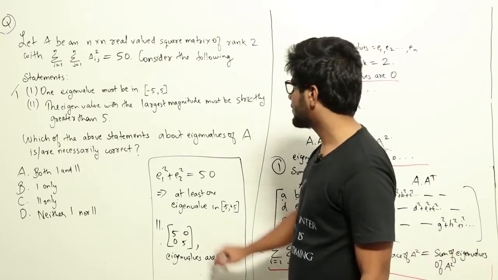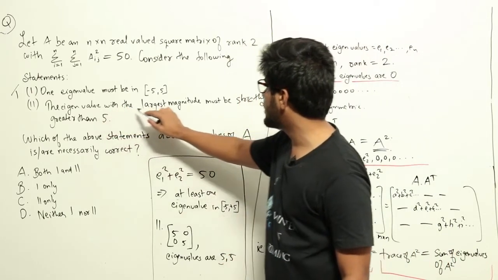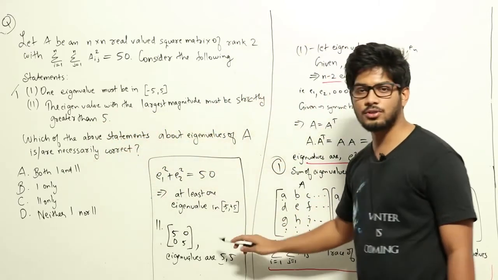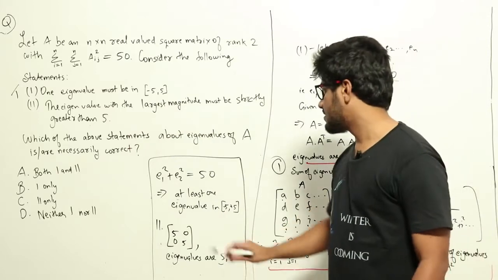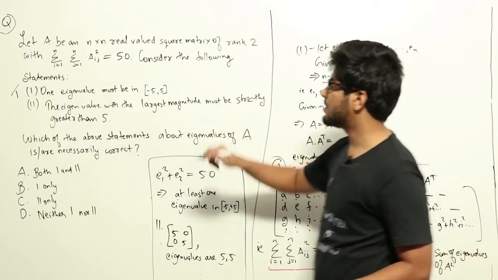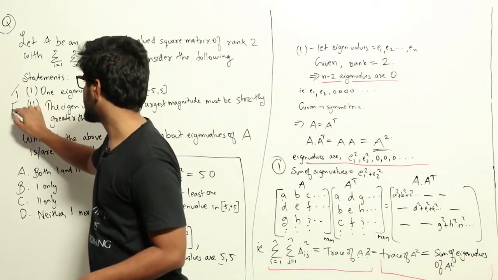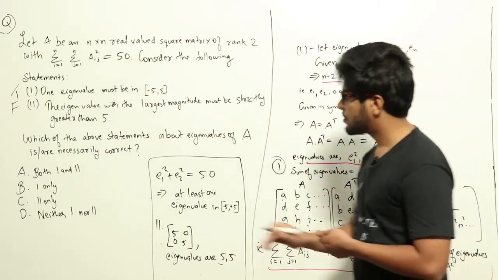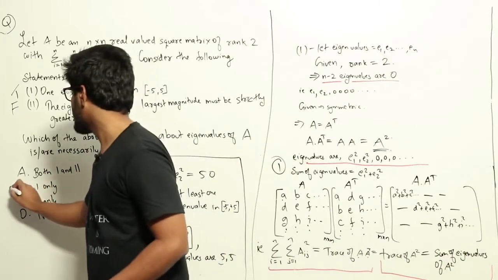Now in the statement it's saying that the eigenvalue with the largest magnitude must be strictly greater than 5. This is clearly wrong because both the eigenvalues here are less than or equal to 5. So this statement is false. Now we look at the options. Option B, 1 only, is the correct answer.